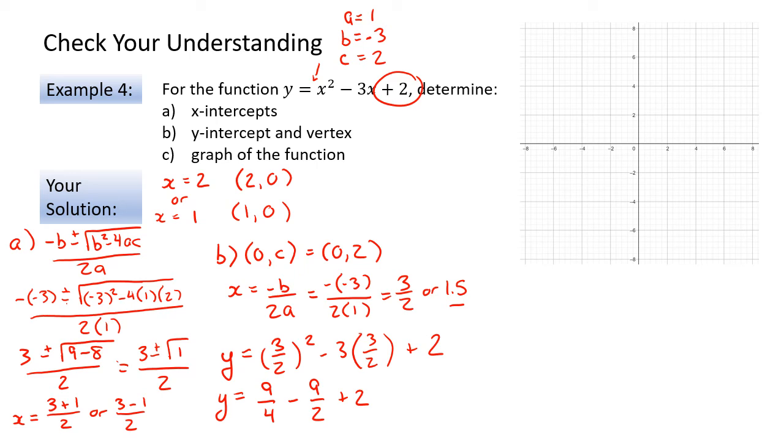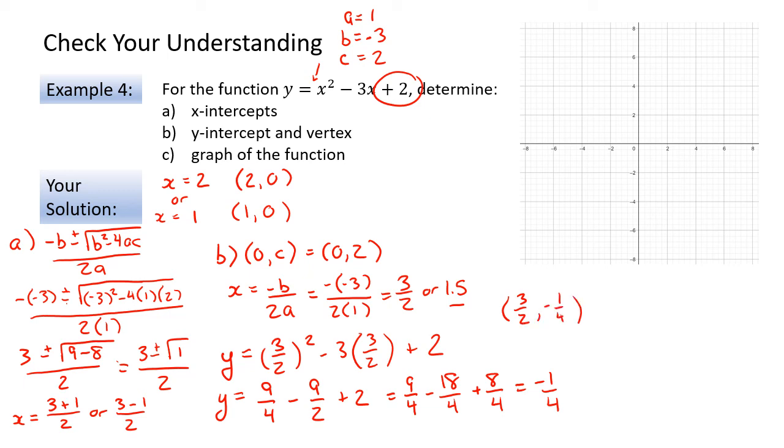If I convert all of these to the same denominator, what I get is 9 over 4 minus, in this case, 18 over 4, multiplying them both by 2, plus, in this case, 8 over 4. Okay, all I did there was convert them to the same fractions. Again, you can use your calculator. It's totally up to you. So 9 over 4 minus 18 over 4 is negative 9 over 4, plus 8 over 4 gives us a value of negative 1/4. So our coordinates for the vertex are therefore 3 over 2 and negative 1/4.